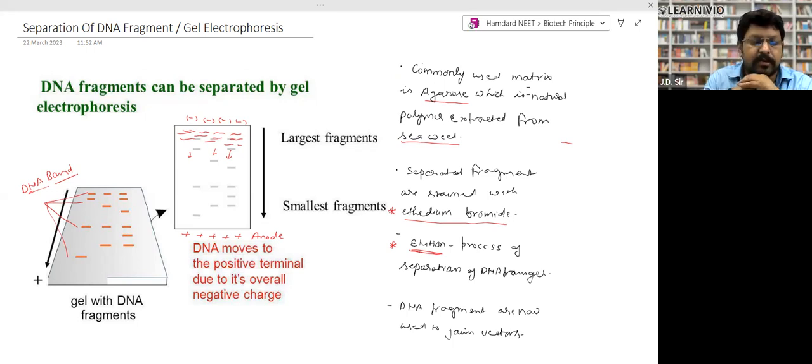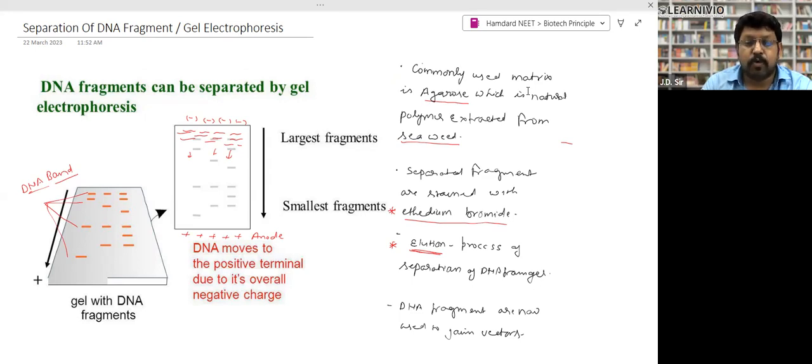Actually, the agarose gel is a type of polymer. It's a sugar polymer, a carbohydrate polymer. It has small pores, right? Very small pores. The pores are of that much diameter so that the DNA could pass through them, right?